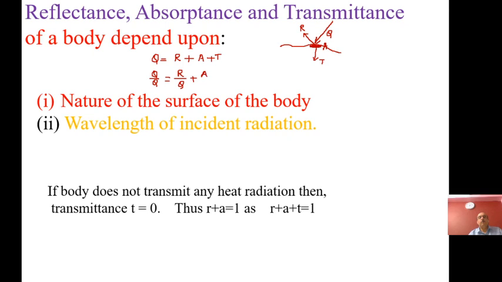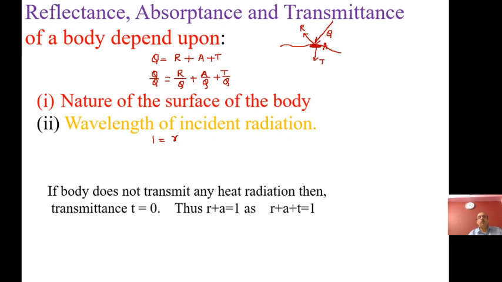A by Q plus T by Q. The ratio of reflectance to the total amount of heat radiation coming is called reflectance, and it is represented by R.